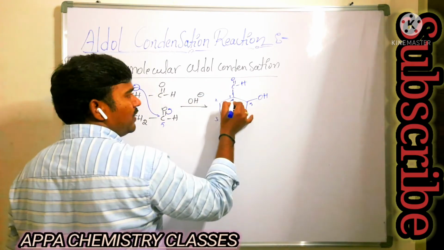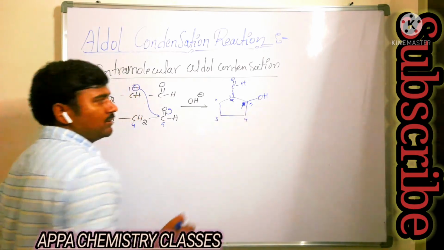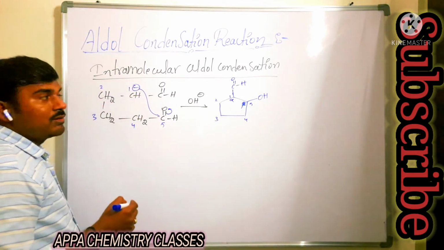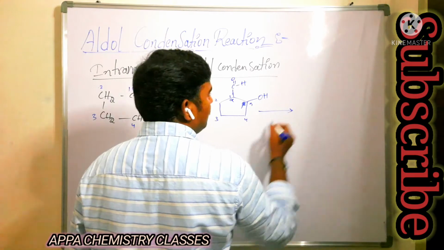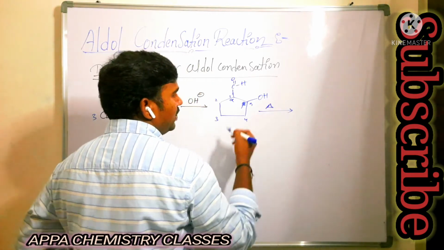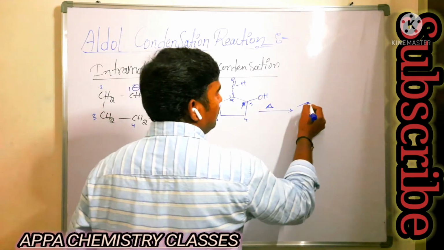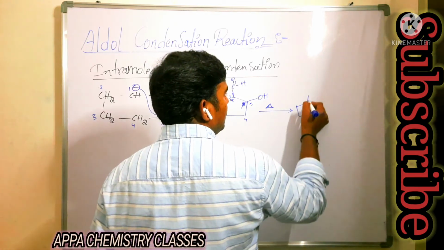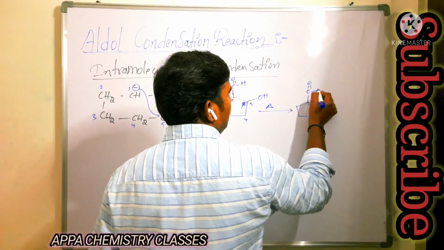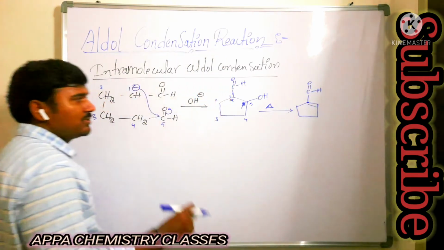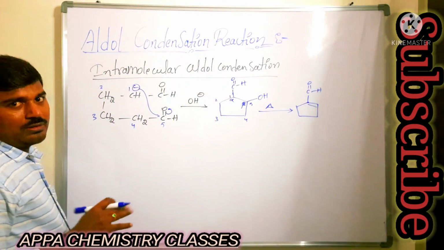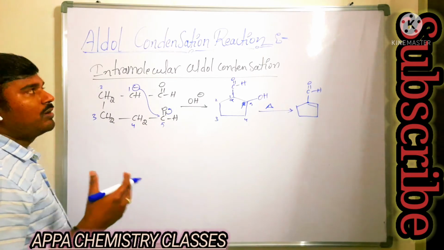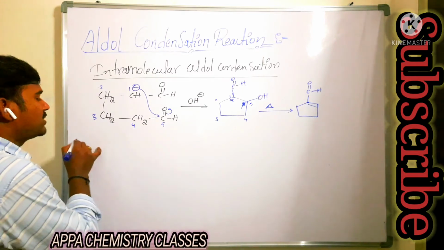Now this is alpha carbon, this is beta carbon. So it is beta hydroxyaldehyde, which upon heating, then what happens? Alpha beta unsaturated compound we are getting. This is alpha beta unsaturated carbonyl compound we are getting. Is that clear? Which is very important. Okay? So this is what aldol condensation. We'll see some more examples for this.